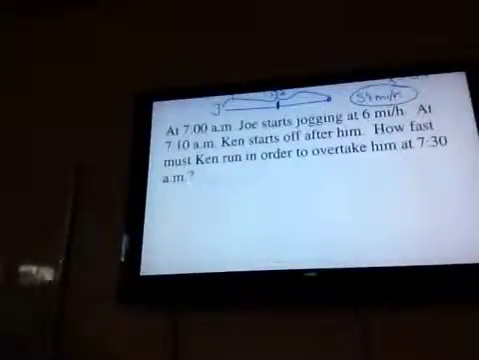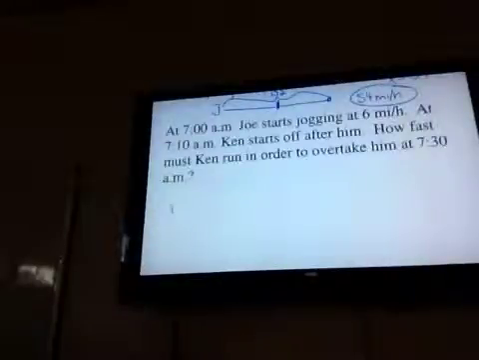All right. At 7 a.m., Joe starts jogging at 6 miles per hour. At 7:10, Ken starts off after him. How fast must Ken run in order to overtake him at 7:30 a.m.? All right. So let's set up our chart. We have Joe, and we have Ken.